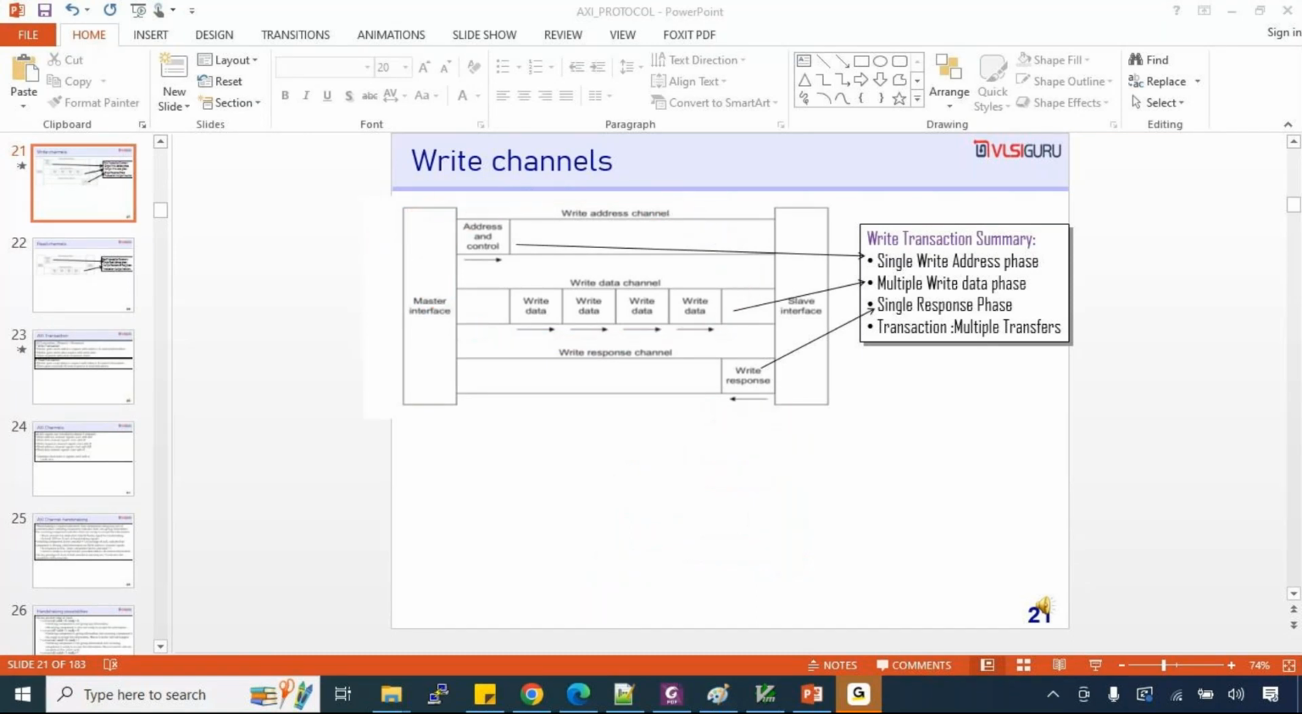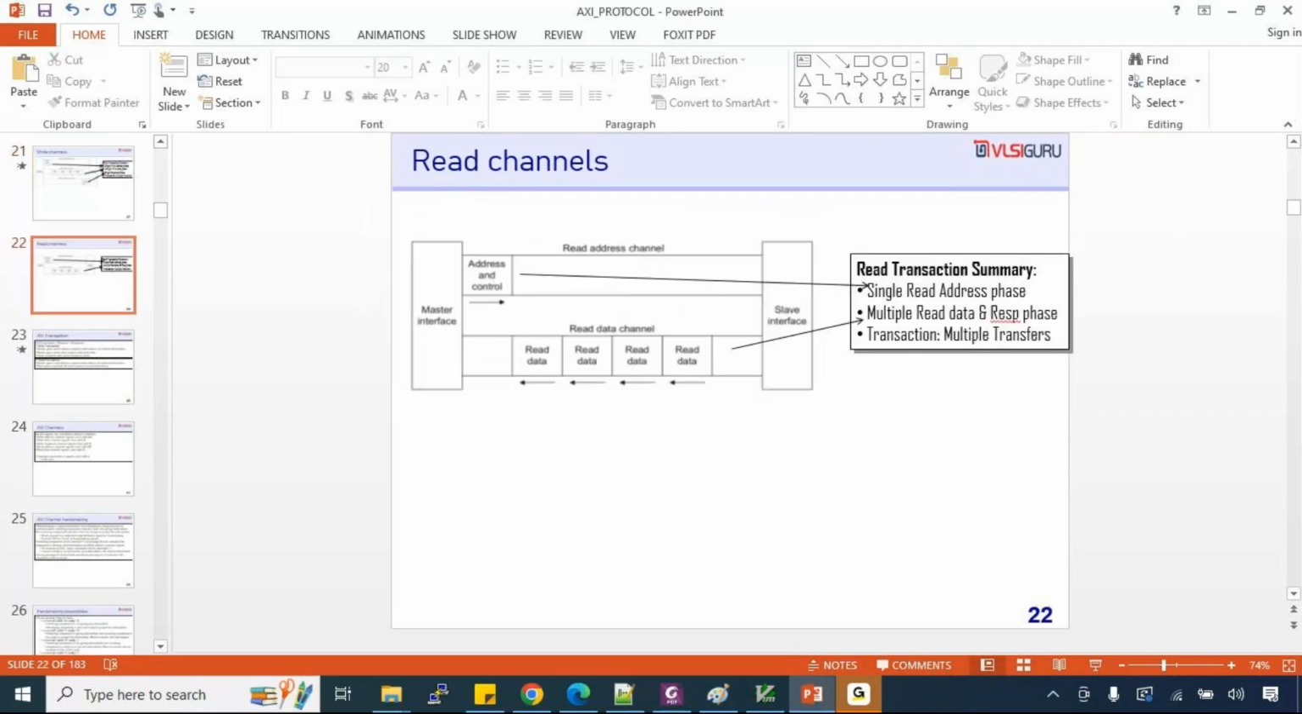Tell me. AW valid is given by whom? You have to ask AW is what? Write address. Who does write address? Master. Then who will give write address, AW valid? Master. Who will give W ready? Slave. W ready is the write data. So master will give the write valid. W ready is given by whom? Other side, right? There are only 2 things. If valid is given by one component, ready is given by the other component.